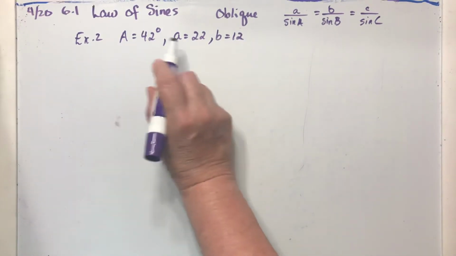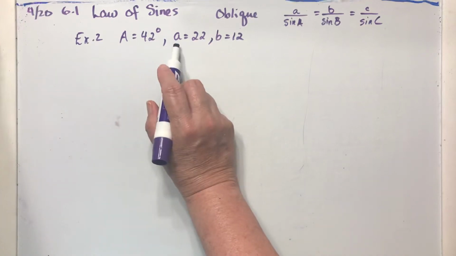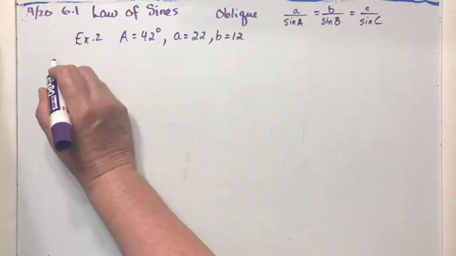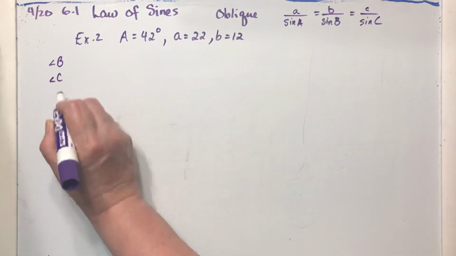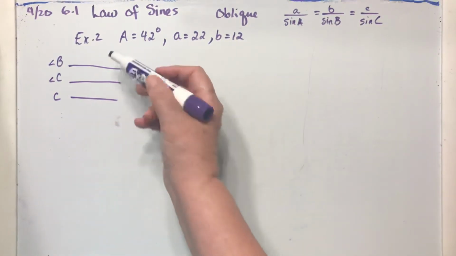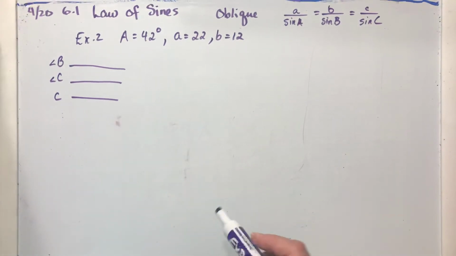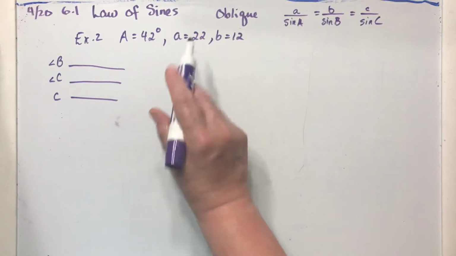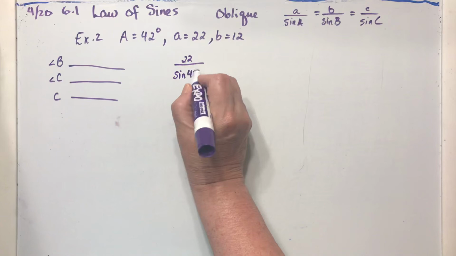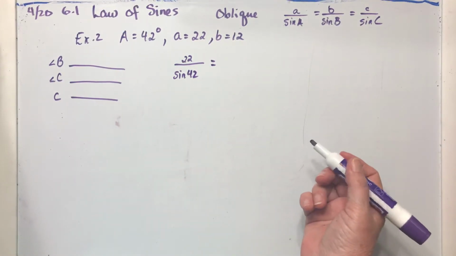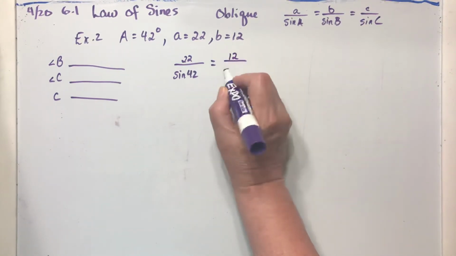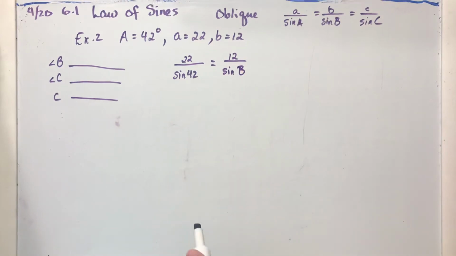All right, so now our anchor is going to be A, because we know angle A and side a. And this time we're given side b. So the information we're missing is angle B, angle C, and side c. You're always going to be given 3 pieces of information and asked for 3 pieces of information. So from the information we're given, our anchor is going to be this A. So I'm going to have 22 over the sine of 42 equals. And now we can't choose between B and C. We're going to have to use B because that's the only other information we're given. So we're going to have 12 and we're missing angle B.